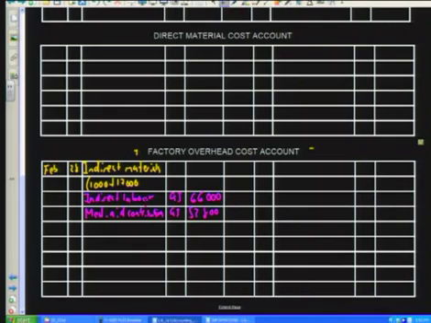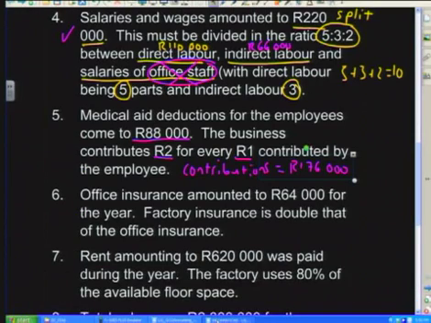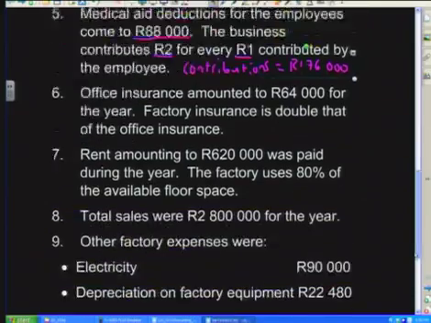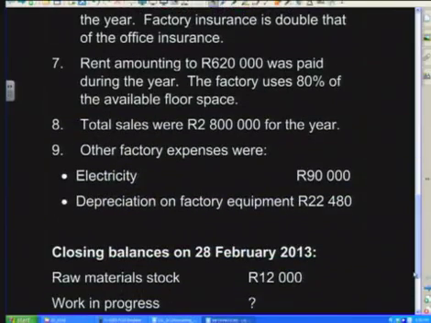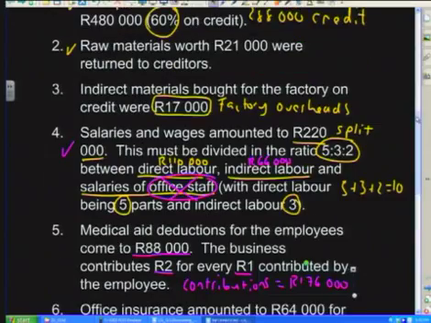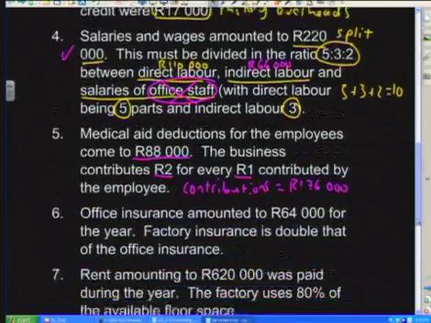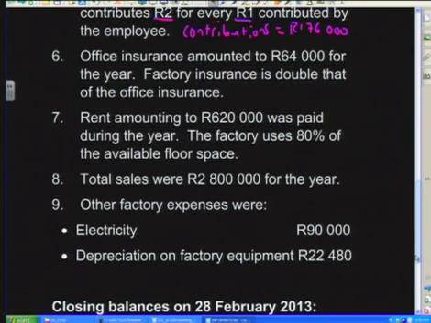Okay, so now we've accounted for the salaries and wages of the direct laborers and the indirect laborers. Let's have a look at our next adjustment. Our next adjustment is also one of these where you have to allocate things quite carefully. You'll see here it says that office insurance amounted to 64,000 Rand for the year. And then it tells us that the factory insurance is double that of the office insurance.